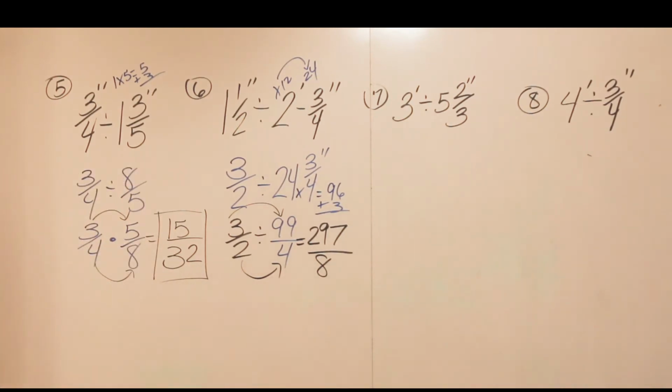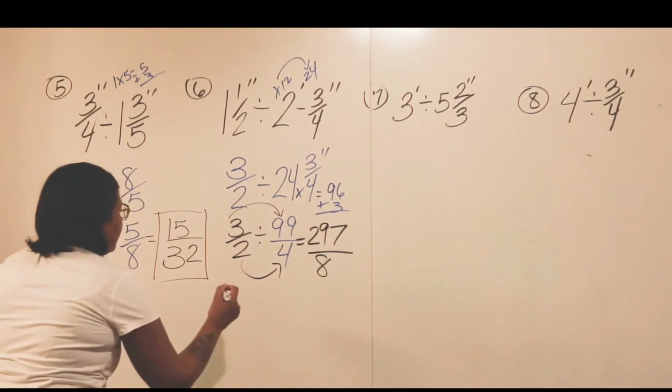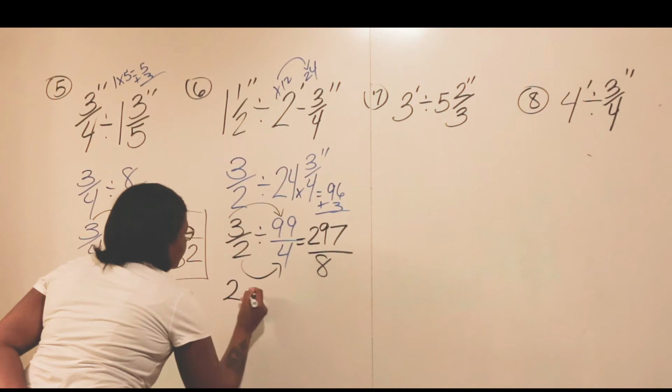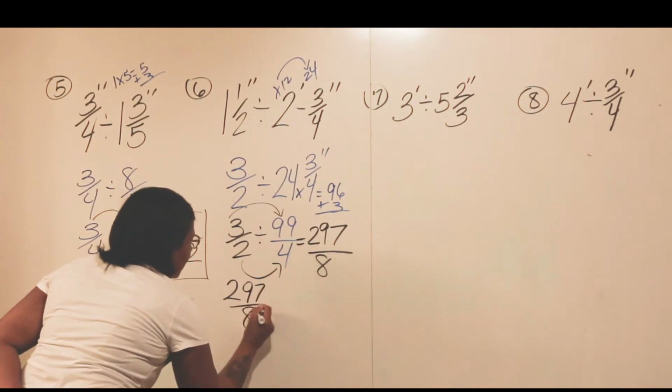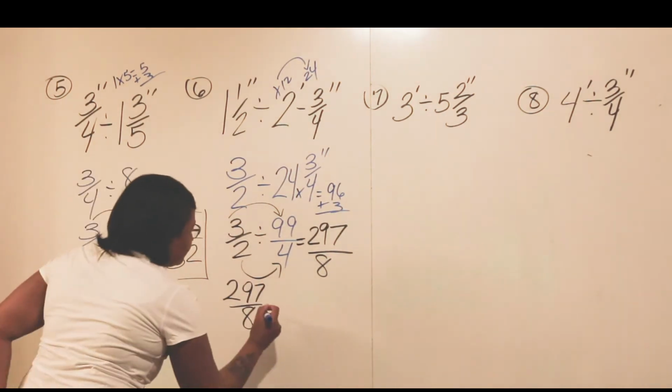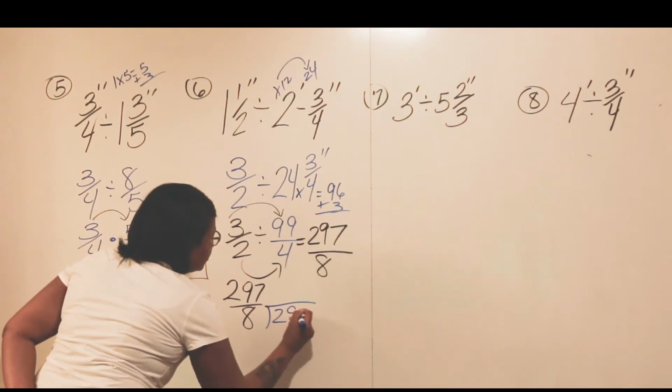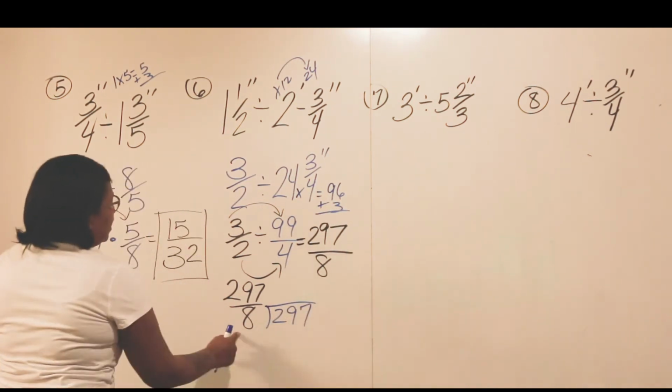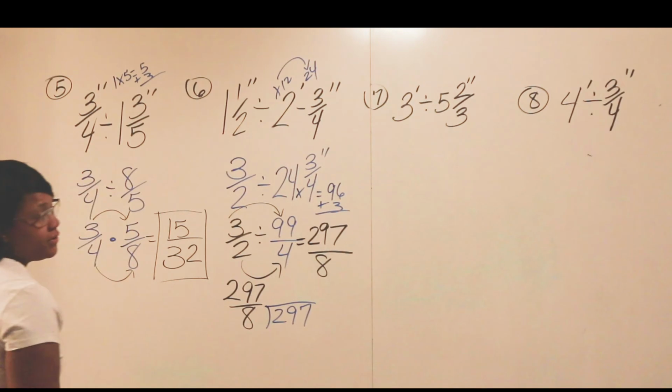What type of fraction? Improper. What do we need to do with that improper fraction? Turn it to a mix. Yep. So we ask ourselves, I'm going to write it down here. How many times can 8 go into 297? 8 can't go into 2, but it can go into 29 how many times?